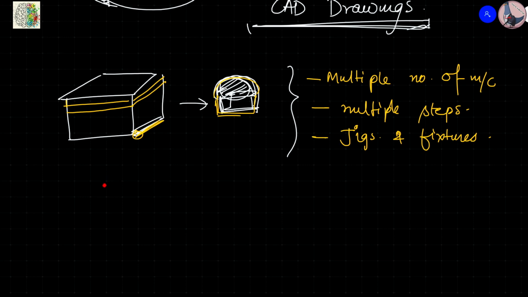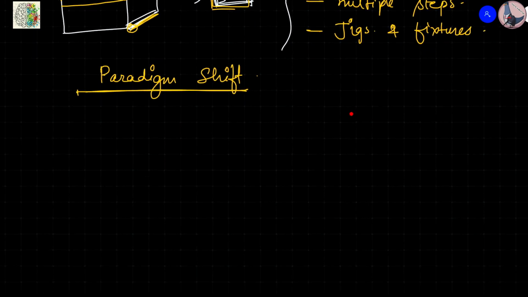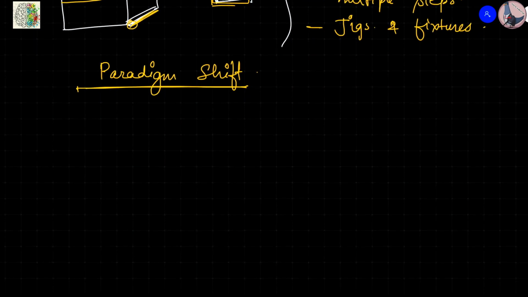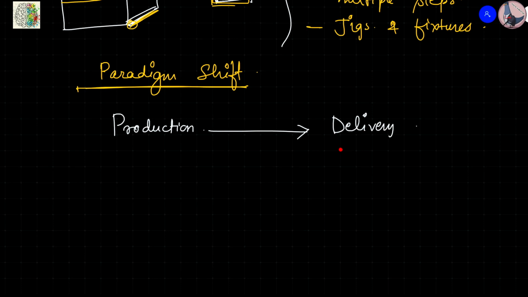So all these problems did not allow conventional manufacturing to deal with the paradigm shift. Slowly, there was a paradigm shift after the industrial revolution. Earlier, production was the king. If you can produce, it's everything. But then slowly there was a paradigm shift from production to delivery, because to stay in a competitive market, this was your market necessity, market requirement.